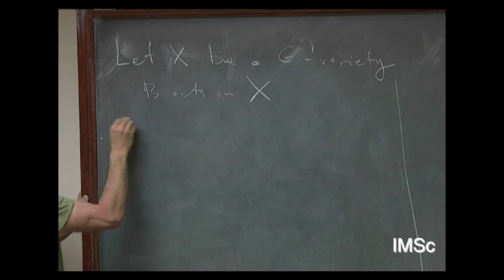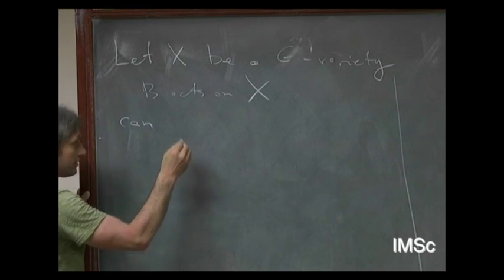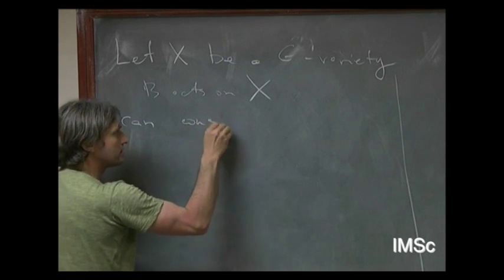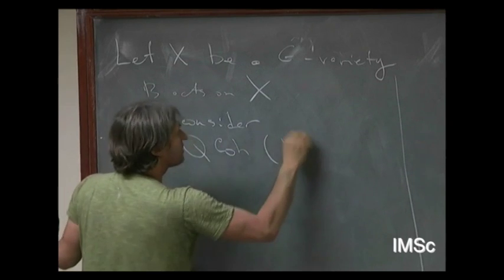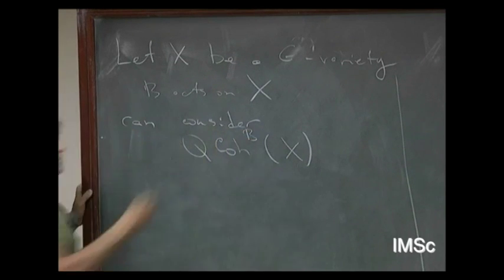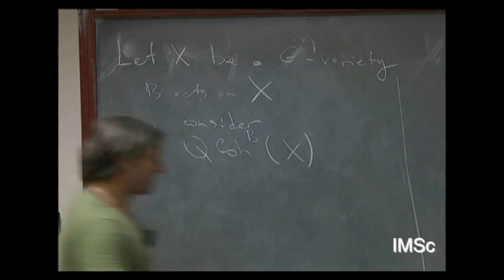And we can consider, again, the derived category of quasi-coherent sheaves on X, which are B equivariant. We had the algebra geometric machine. Now there'll be a module geometric machine. The module machine looks like this.